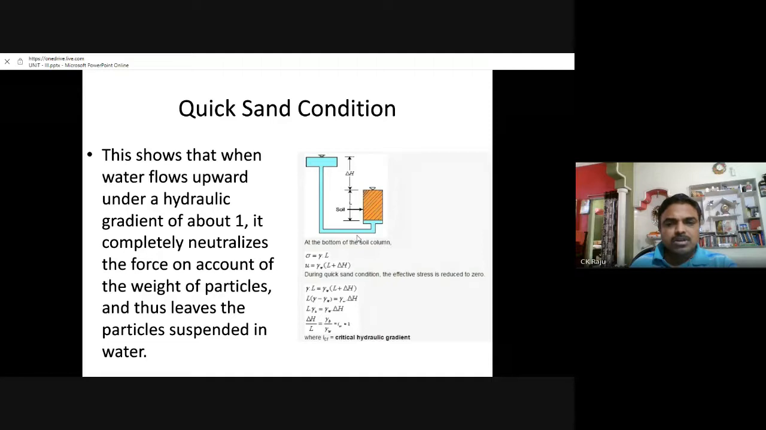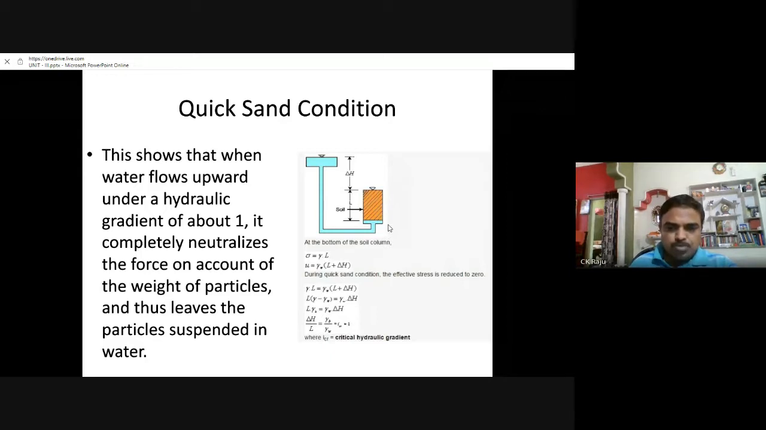To find the total stress at the bottom of the soil sample: at the bottom of the soil column, the total stress is equal to gamma, and since the water table is at the top, the soil is saturated. Therefore, sigma is gamma saturated into L.